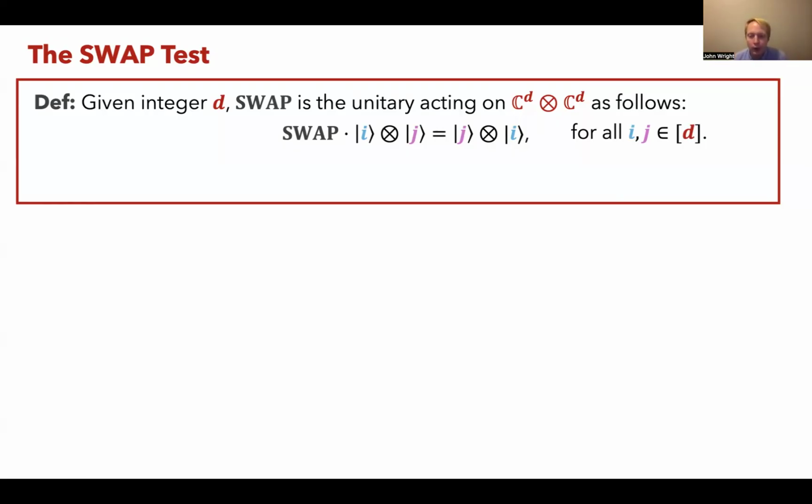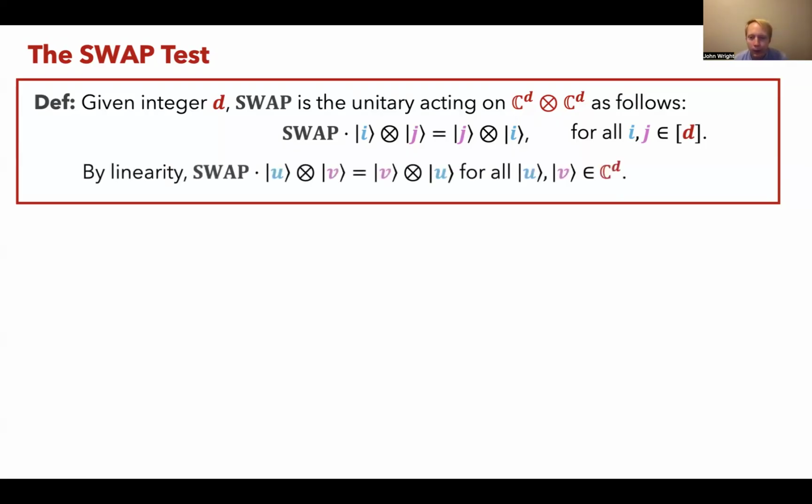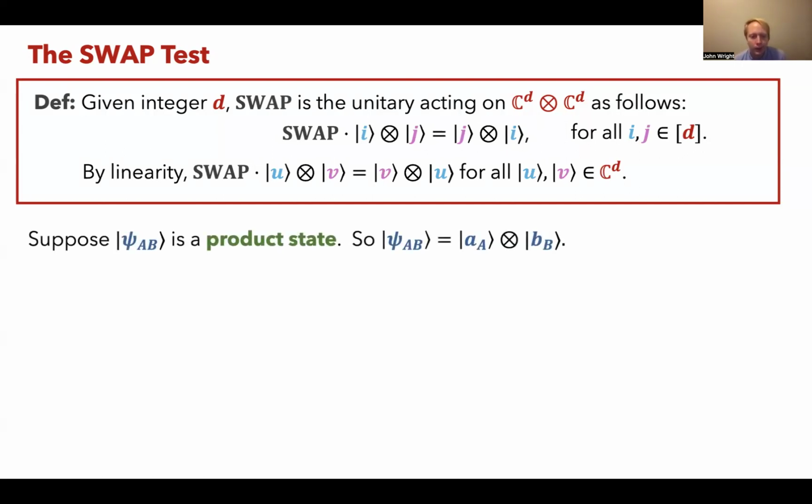So this is defined on the standard basis. But by linearity, this extends to an action on all product states. So for any u tensor v, if I apply swap to them, it will output v tensor u. So now let's try to build a test based off of this. Let's suppose that psi AB is indeed a product state. So we can write it as a tensor b.